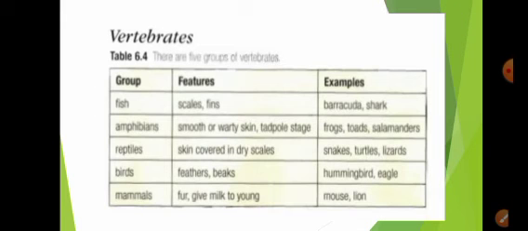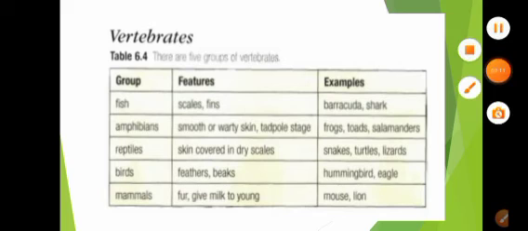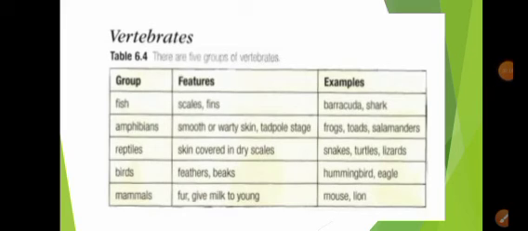The vertebrates. The vertebrates are divided into 5 groups. These are the fish, the amphibians, the reptiles, the birds, and mammals. Table 6.4 shows the features of each group alongside an example of each.